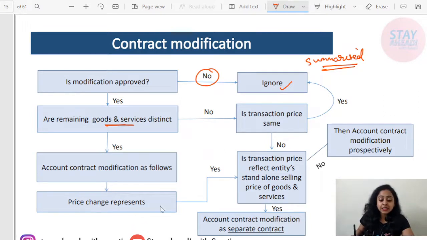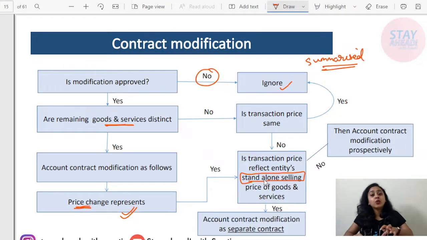Price change represents, if the price has been changed, scope or price can be changed and it will be considered as a modification. If the price has been changed, you have to check again whether the price that is being charged, the renewed price, reflects the entity's standalone price. Again, to quickly revise, what is standalone price?